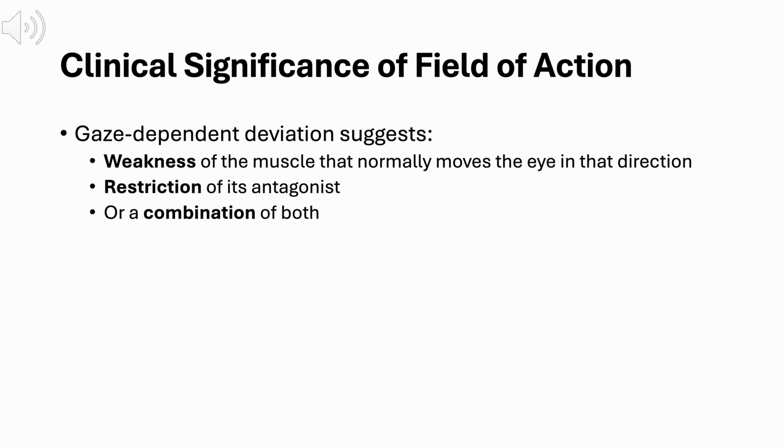Once you know a muscle's field of action, gaze-dependent deviations become much easier to interpret. If a deviation worsens when the patient looks in a specific direction, that pattern suggests a problem in the muscle that normally moves the eye in that direction. The issue may be true weakness of that muscle, restriction of its antagonist, or a combination of both. This framework is what allows you to move from simply describing misalignment to localizing the underlying pathology during a motility exam.